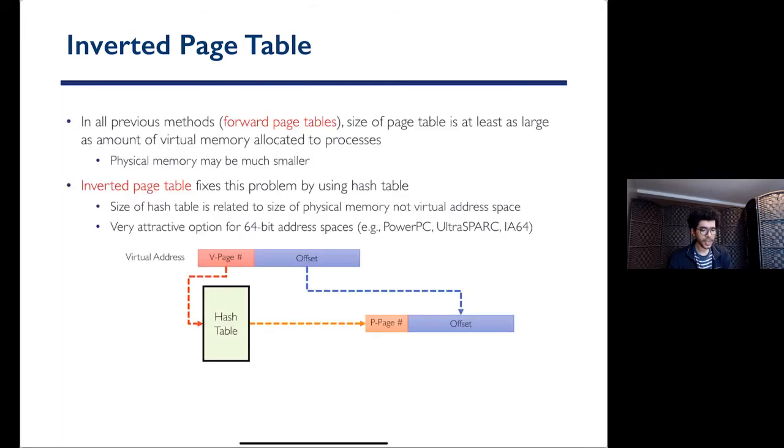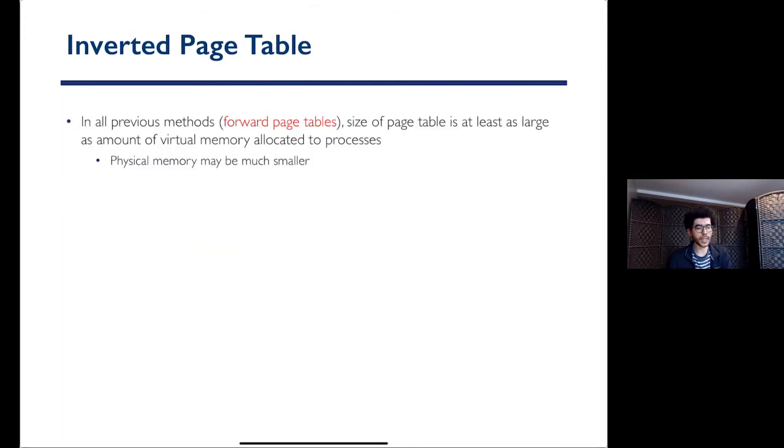Now, so far, all the methods that we have seen are forward page tables. In a forward page table, the size of your page table is proportional, sort of, to the number of virtual pages that you're using. So the more virtual pages you use, the bigger your page table becomes. Initially, your page table might be small, and then as time passes and you use more virtual pages, your page table expands and becomes bigger. There is no limit on how big your page table could become.